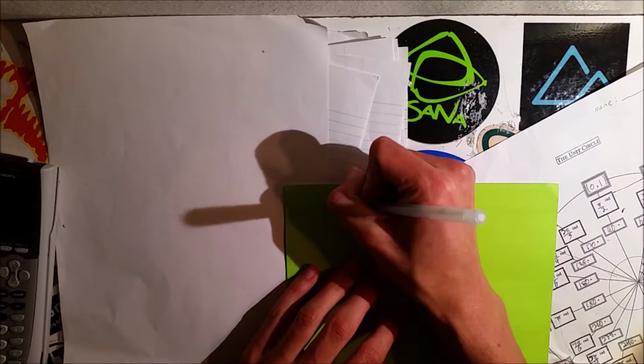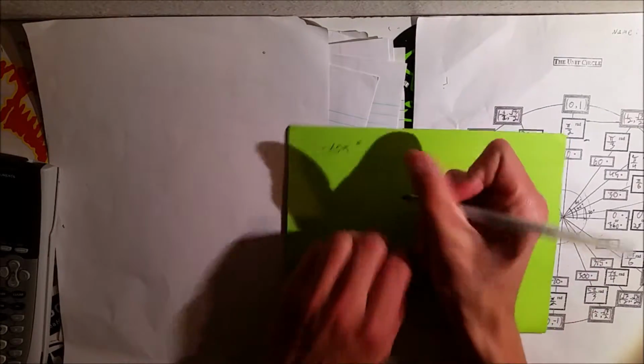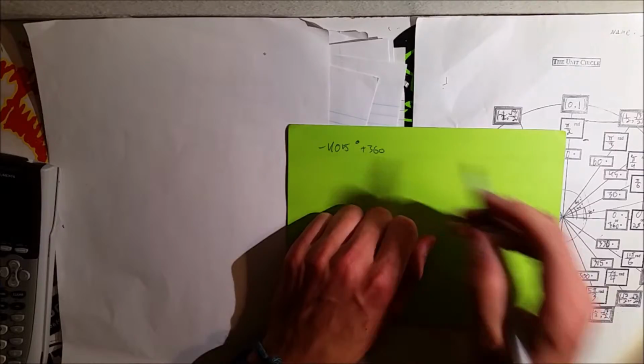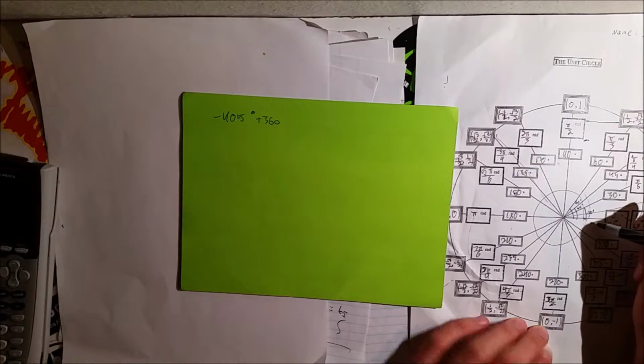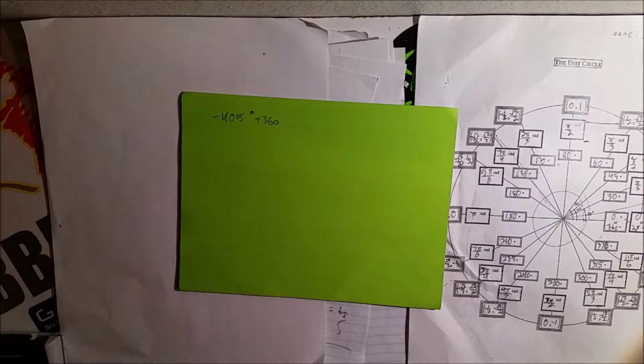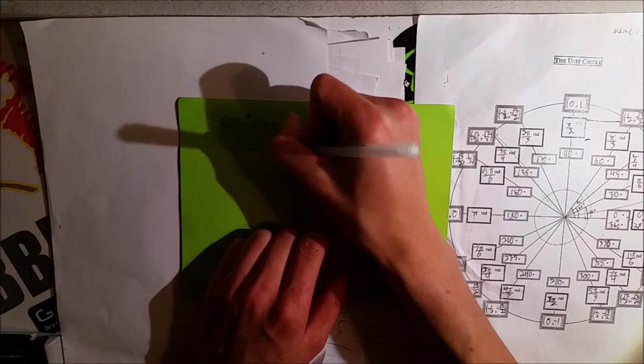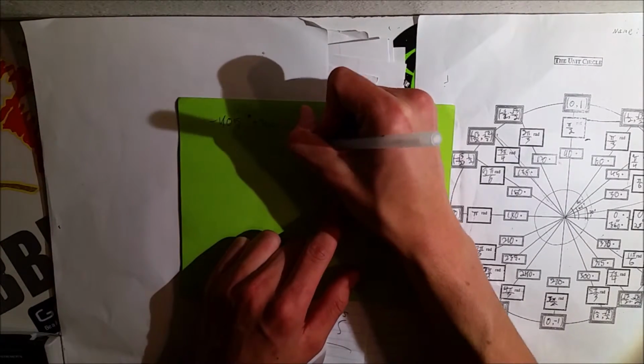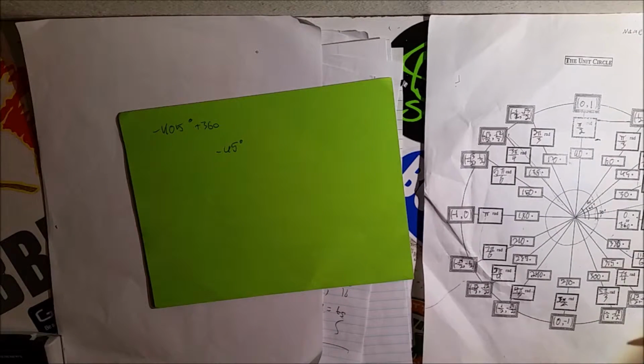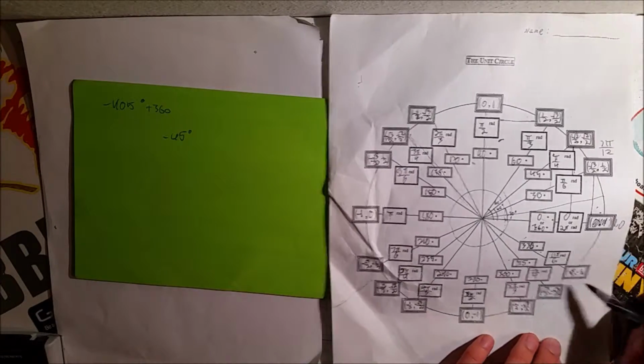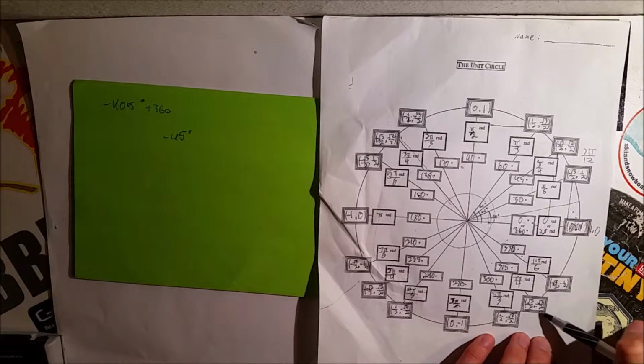adding 360 degrees. So, if we start with negative 405 degrees, we add 360 degrees, and that equals negative 45 degrees. Negative 45 degrees is on the unit circle. Going in a negative degree direction is just going down, the opposite direction, which means that negative degree direction based on the unit circle is 315 degrees.